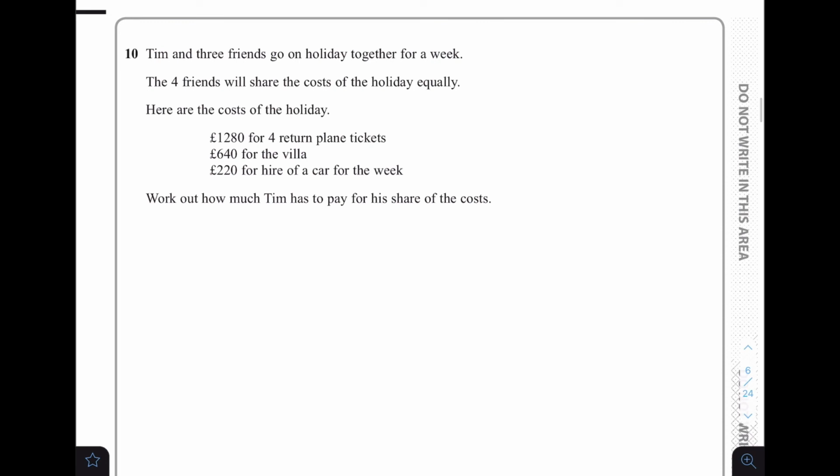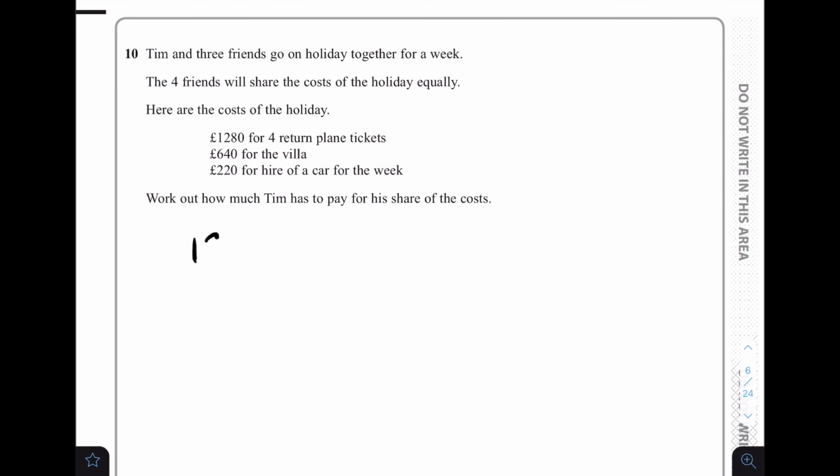Question 10. Tim and 3 friends go on holiday together for a week. The 4 friends will share the cost of the holiday equally. Here are the costs for the holiday: $12.80 for 4 return tickets, $640 for the villa, $220 for the car. Work out how much Tim has to pay. So simply what we can do here is add up all the costs for this holiday, and then divide by 4, because the cost of the holiday is being shared equally, and you'll be able to get each friend's specific amount, and in turn you'll work out how much Tim is going to pay.